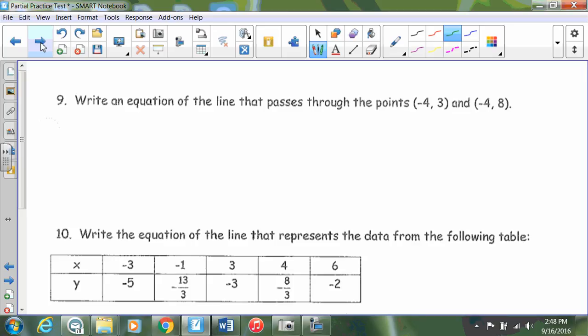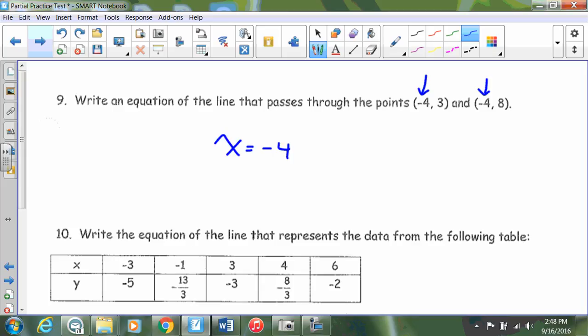Okay, warning, warning, number 9 also is a really special question, because here x equals negative 4 and x equals negative 4. So the name of the line is x equals negative 4.